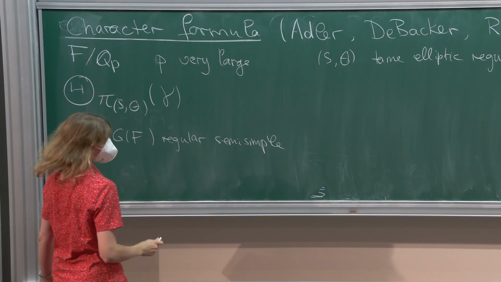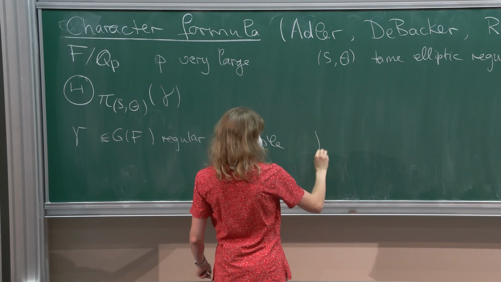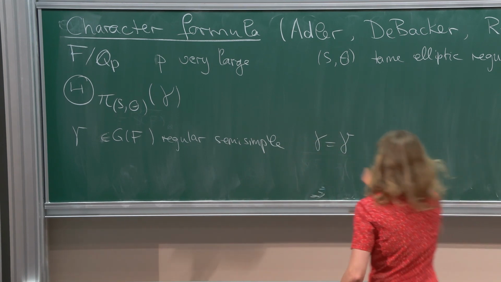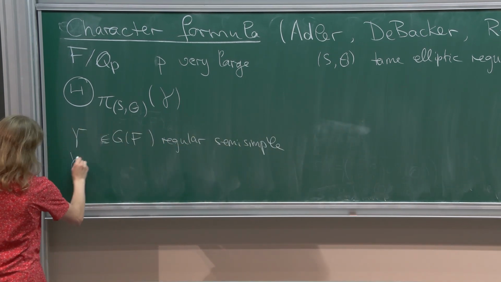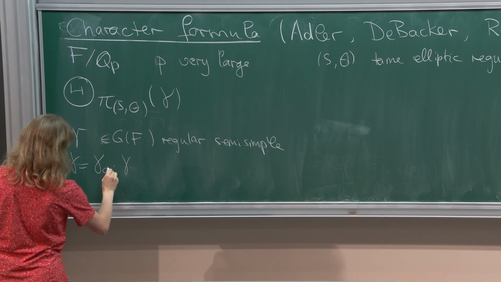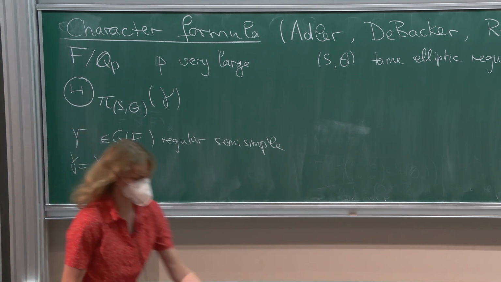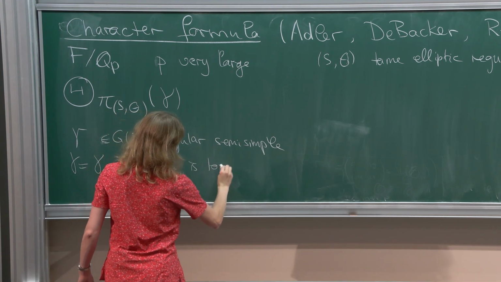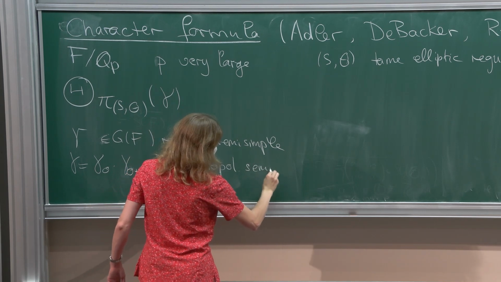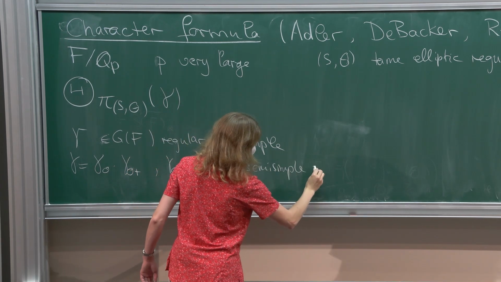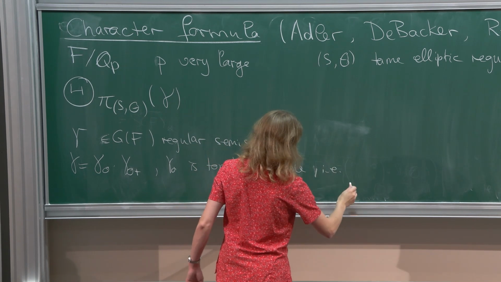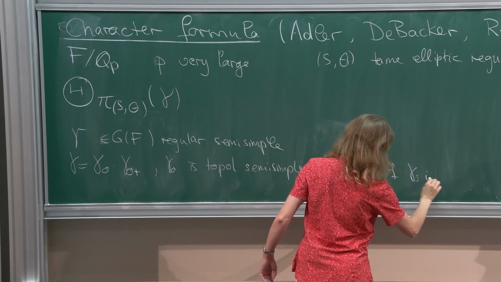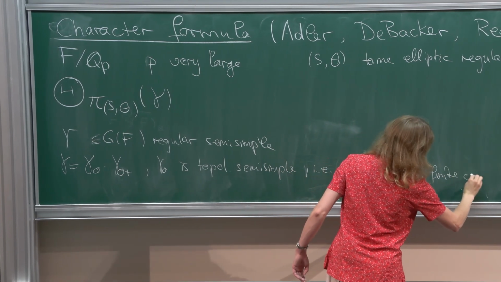And now I want to write gamma actually using the Jordan decomposition. So I write gamma as, let me write this below in case I run out of space there, I write gamma as gamma 0 times gamma 0 plus, where, what are these things? Gamma 0 is the topologically semisimple part. So that means that the order of gamma 0 is finite and coprime to p.